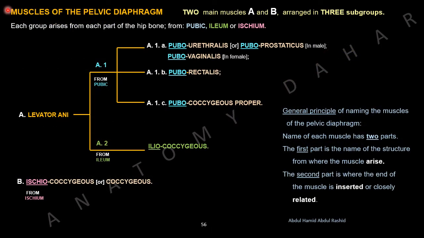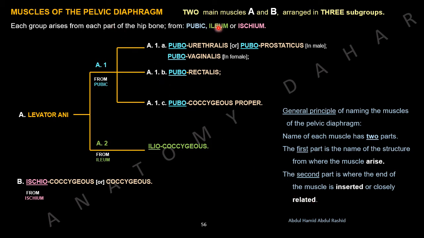Muscles of the pelvic diaphragm. The general principle of naming the muscles of the pelvic diaphragm: the name of each muscle has two parts. The first part is the name of the structure from where the muscle arises. The second part is where the end of the muscle is inserted or closely related.